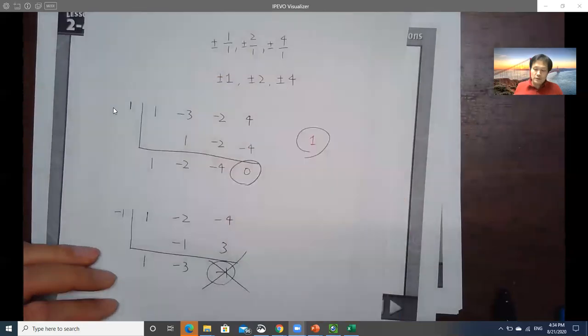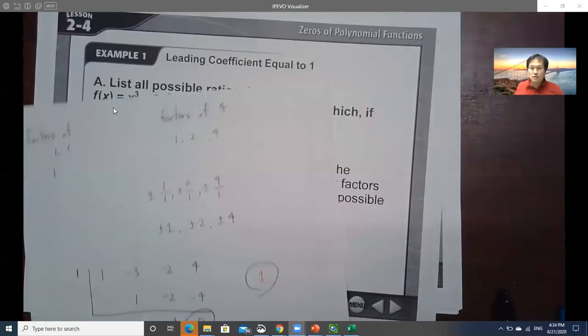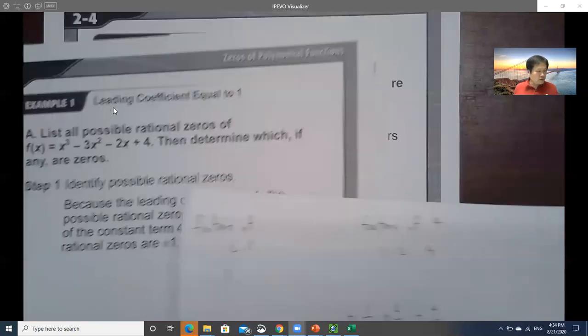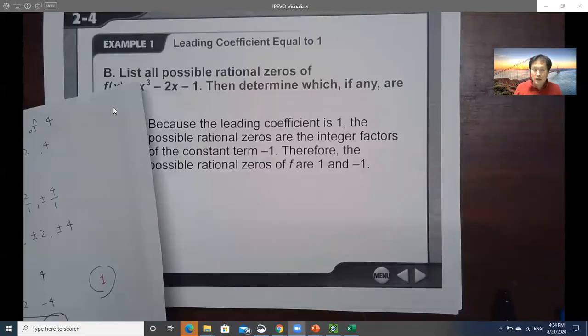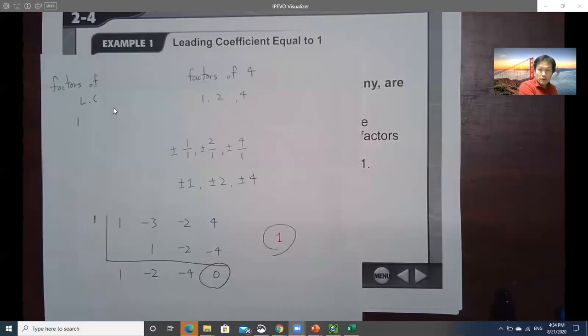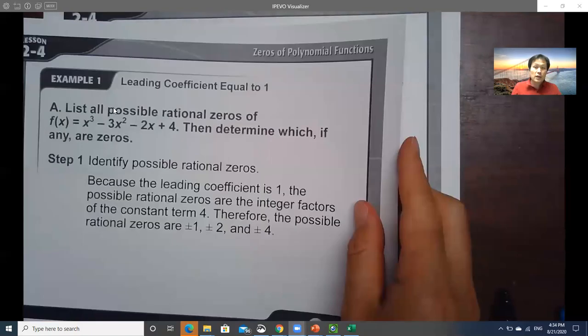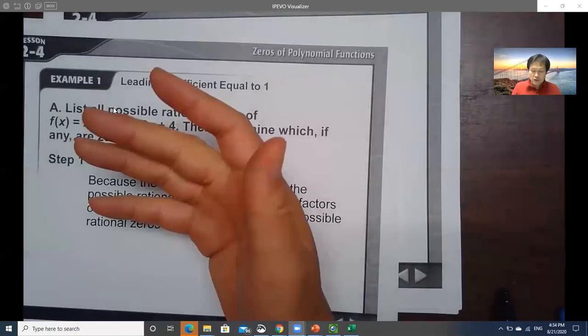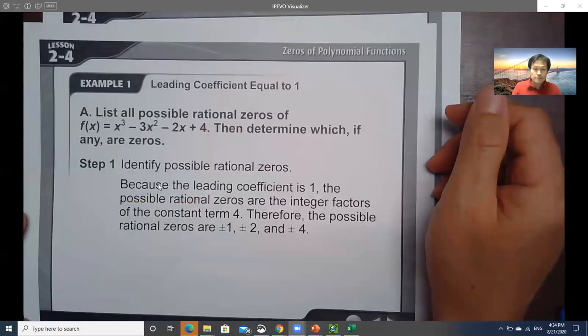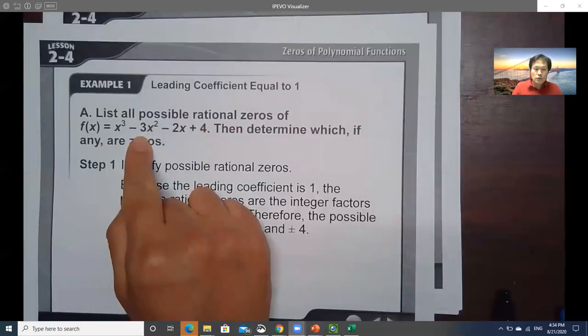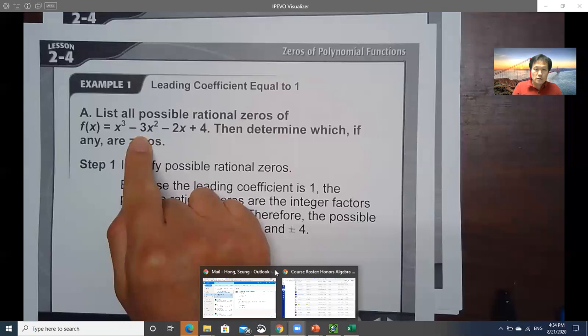You might say, well, that's very time consuming. Is there a way you can do better to tell which of them are actual zeros? You can get some of it using a graphing calculator. Let me share that with you. What you can do is graph it.